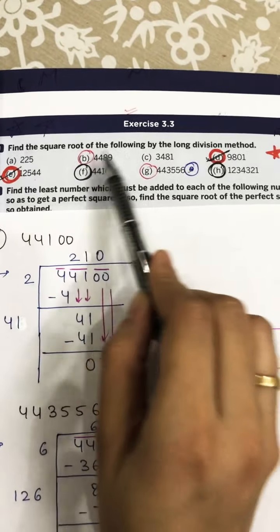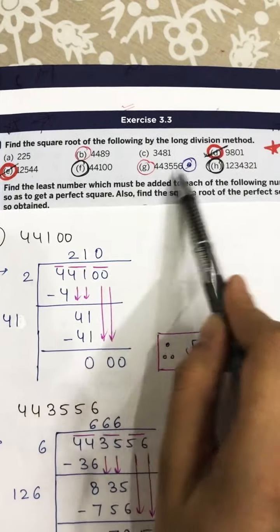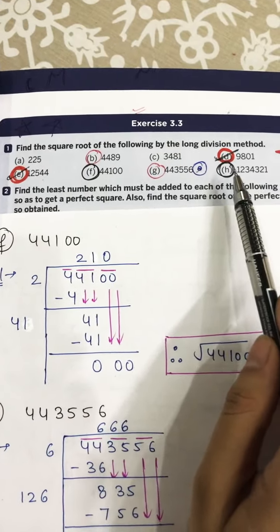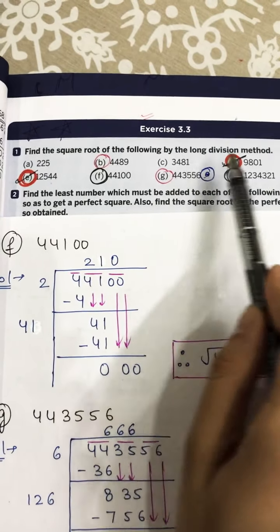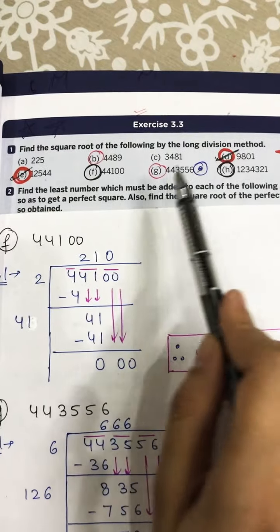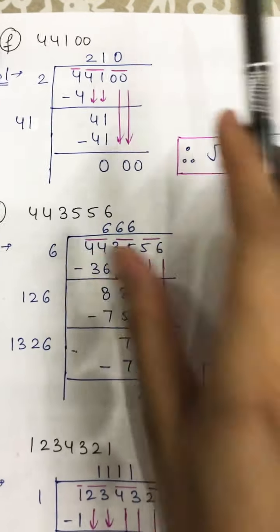Okay, 1 2 3 4, 5 6 7, there are 8 parts in this first question. Up to C part I have done. Now I have done this F part. Now 2 parts are left, G and H. Now next is G part.